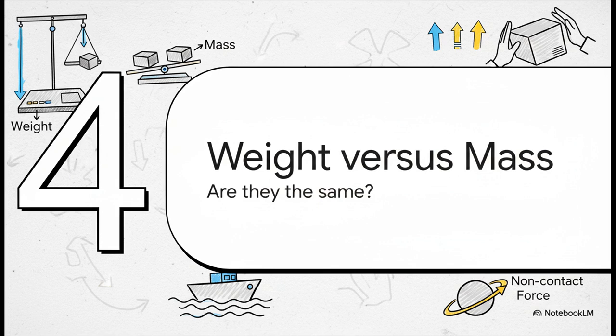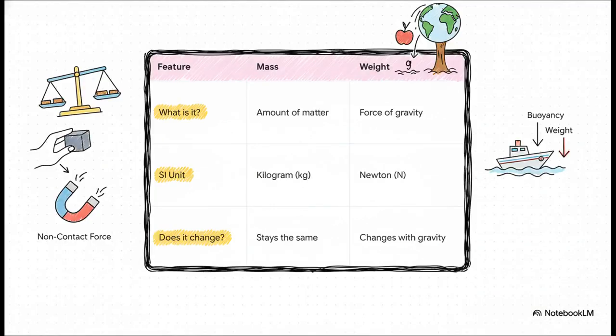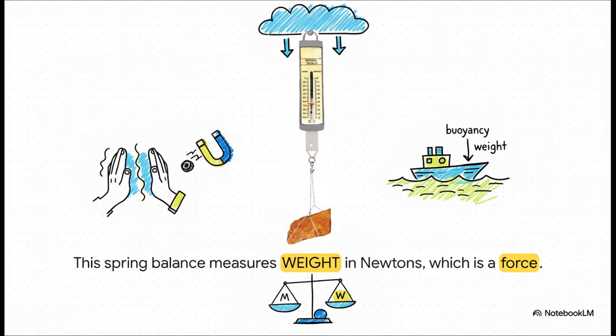So many students get confused between weight and mass, but not you. Not after this. Okay, look at this table. The most important point is this. Your mass is the stuff you're made of, and it is always the same everywhere in the universe. But your weight, that's the pull of gravity on you, and that can change. So remember, this device, a spring balance, it measures weight in newtons. And what is weight? It's a force. This is a very common trick question, so don't forget it.